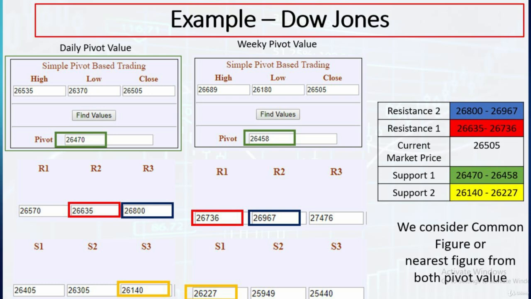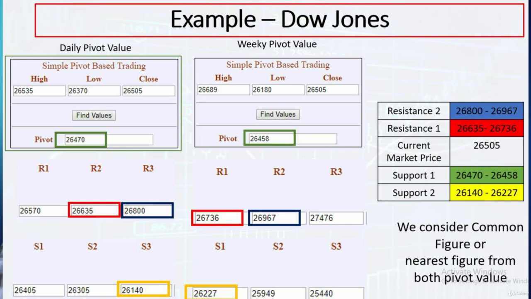The pivot value for daily charts, or the previous day, is 26,470. It means the close is greater than the pivot value. That means the trend is positive. Now this calculator easily calculates the projected resistances and projected supports.